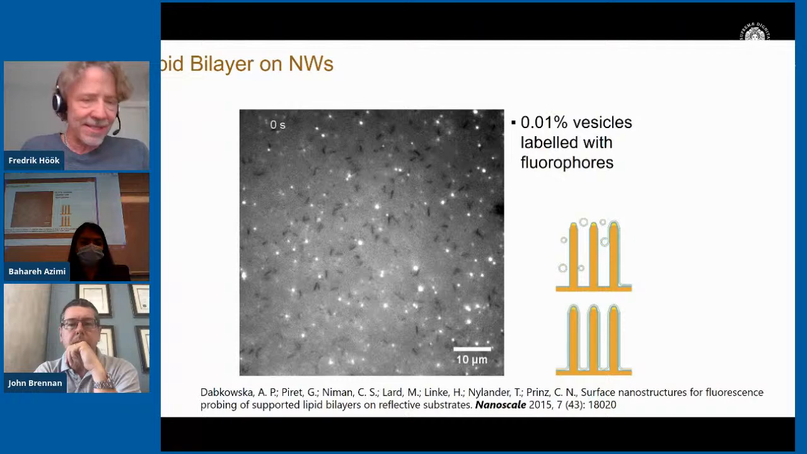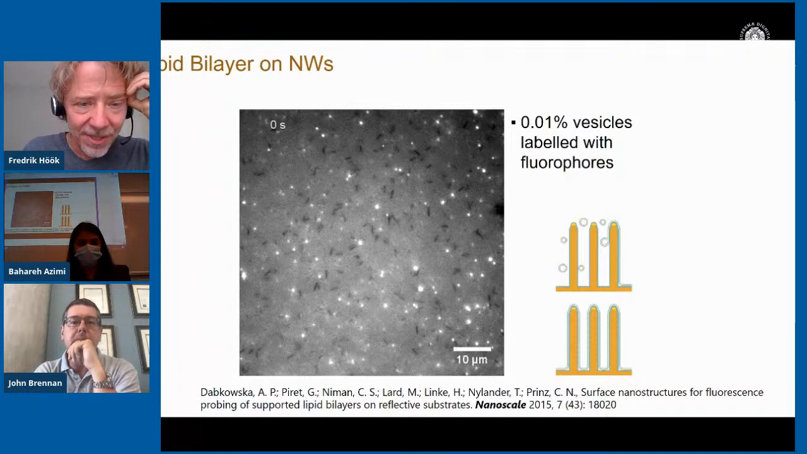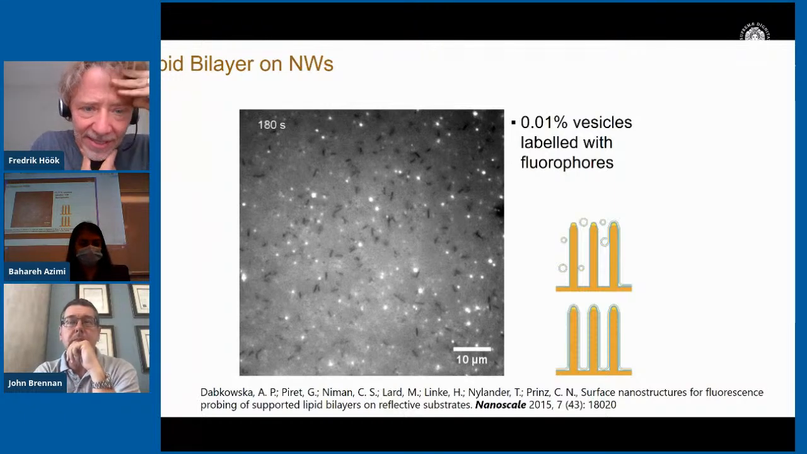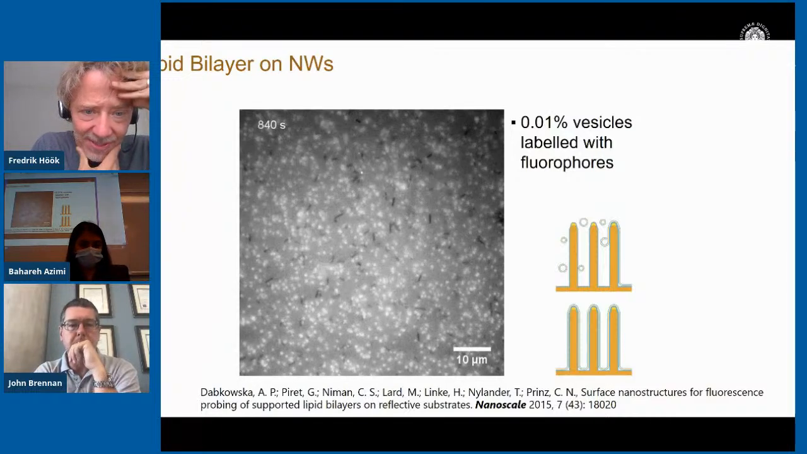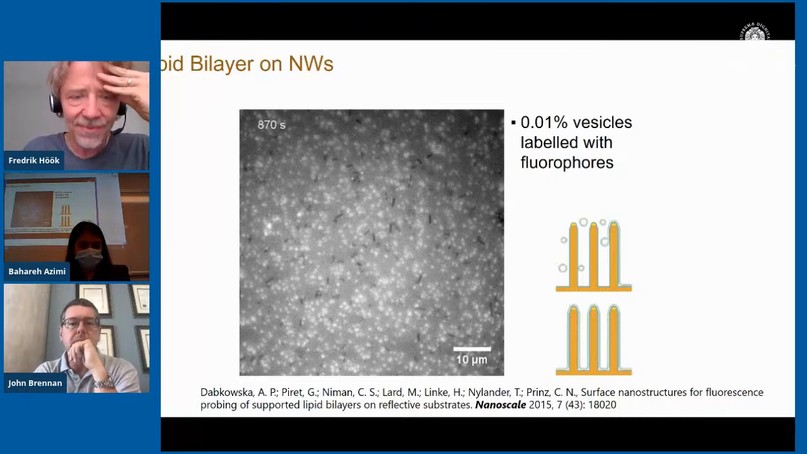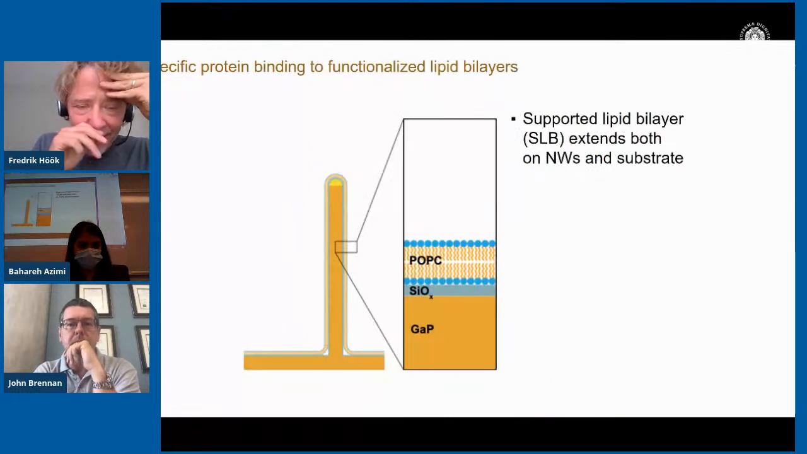Now we will look at essentially the same type of movie that I showed in the beginning, but what lights up now is the nanowires. And what you see here so far are lipid vesicles that have landed as individual fluorescent objects on the surface. And as the coverage of these vesicles increases, you see that there is a collapse into a lipid bilayer, and what lights up now are only the nanowires coated with a fluorescent lipid bilayer.